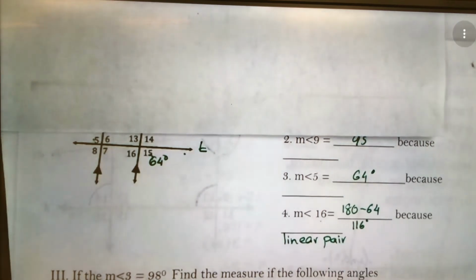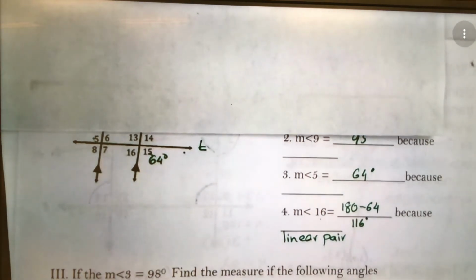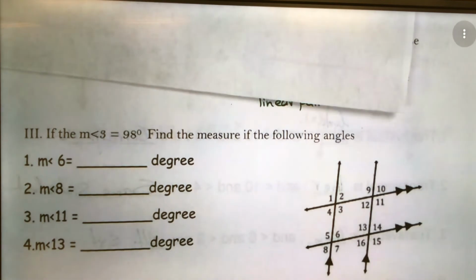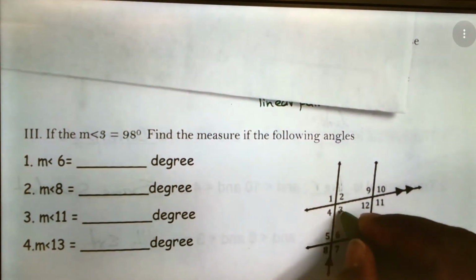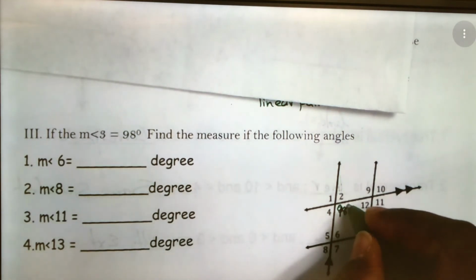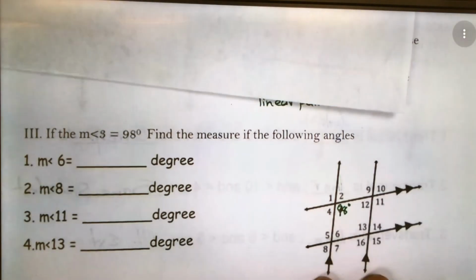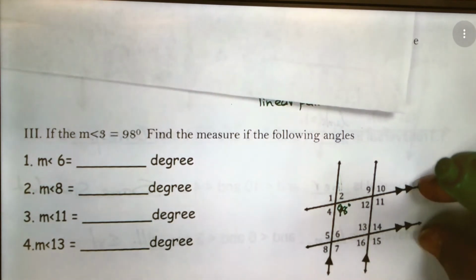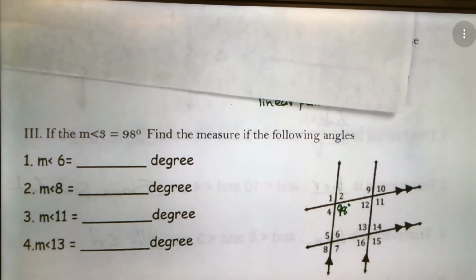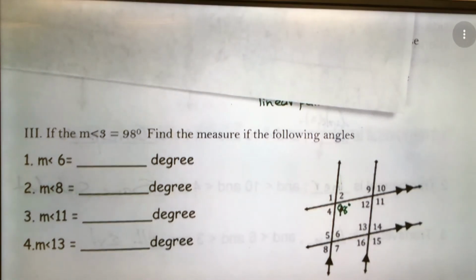Okay. Here is another set of angles. Already given that angle 3 is 98 degrees. These two lines are parallel to each other and these two lines are parallel. So all the angles are connected. Find out the measure of angle 6.